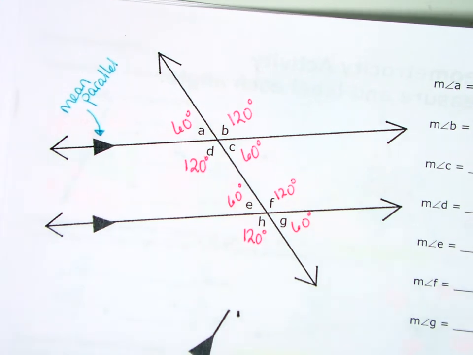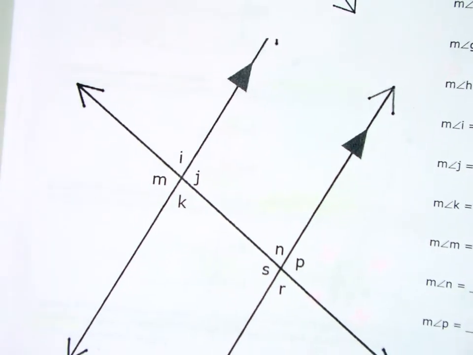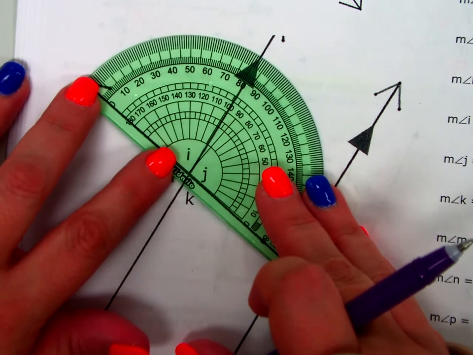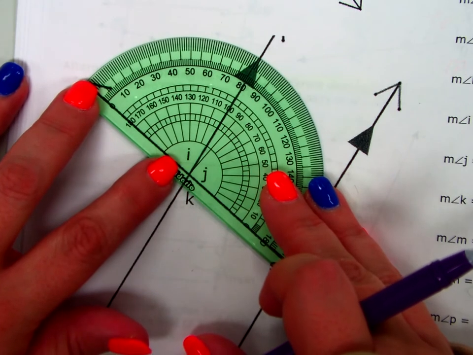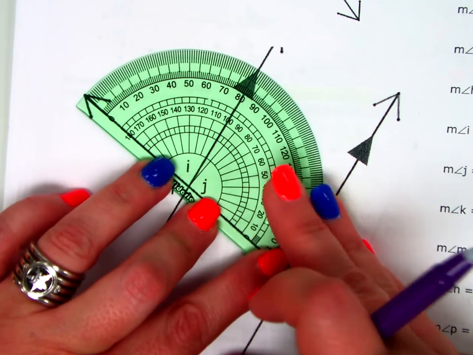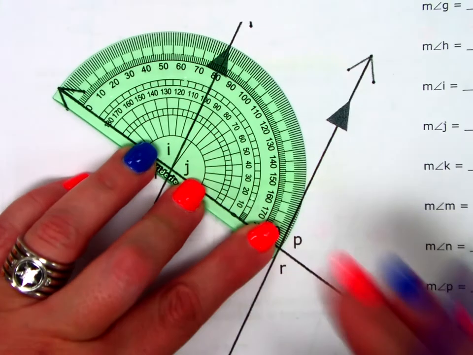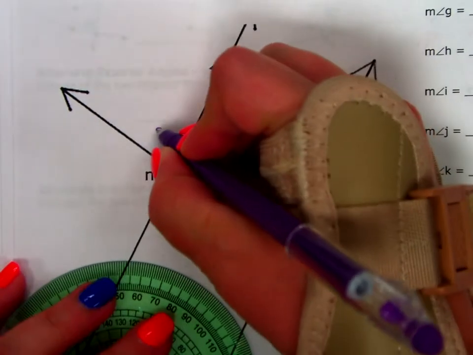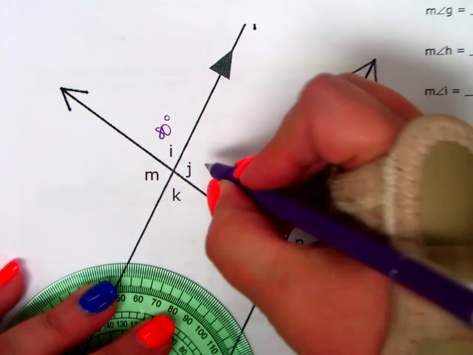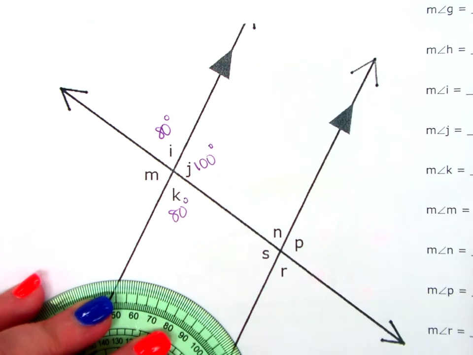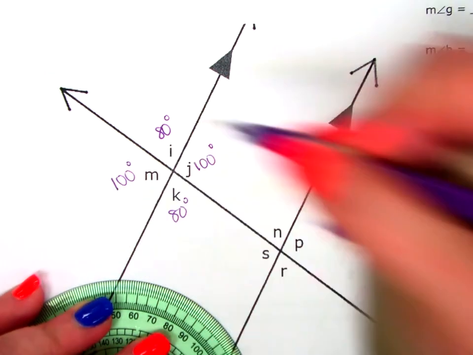Last but not least, let's measure I through S. You want to measure I, J, K, or M? I. How big is angle I? Is it 100 or is it 80? 80, because it's on the side that the zero is on the outside. So 80, which means J is 100, which means K is 80, and M is 100.